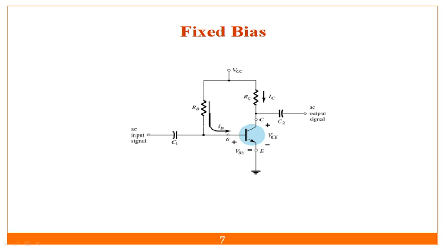As far as this resistor is concerned, if the resistor is there and the supply voltage is there, then current is caused to flow.